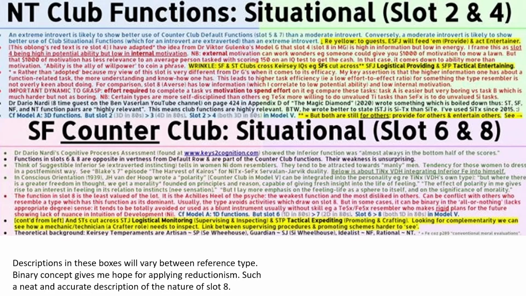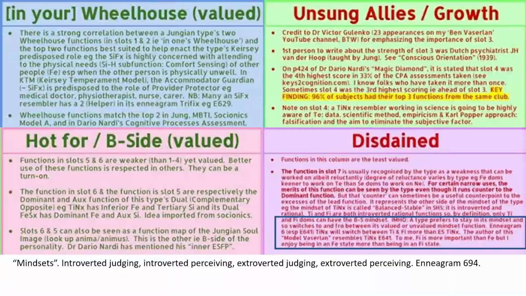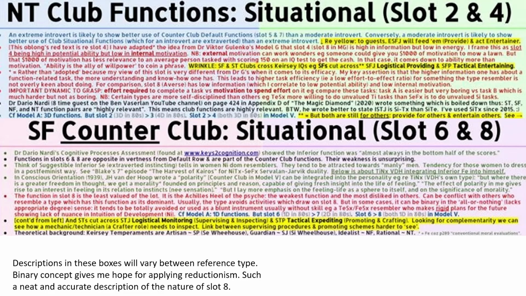And then this situational counter club. Yeah, so these are the two. If I go back again, FE and SE. So you'd think in an introvert, or in any type, these two functions would be the worst. They're low information, low energy overall, as an average. Yeah, so it's expressed here as well. Opposite alertness from the default row and in the counter club rather than the club. So weakness is unsurprising.